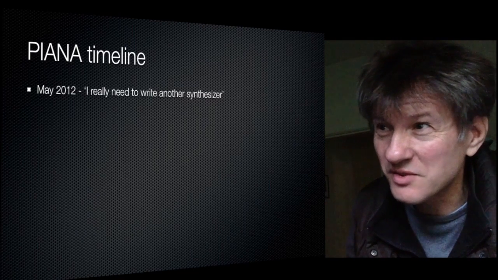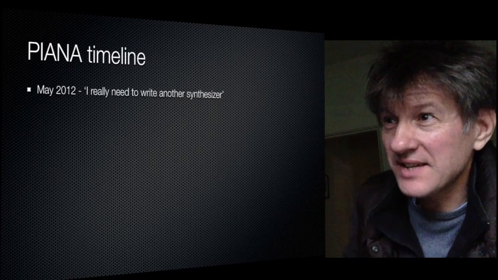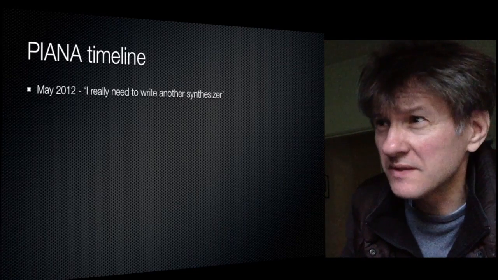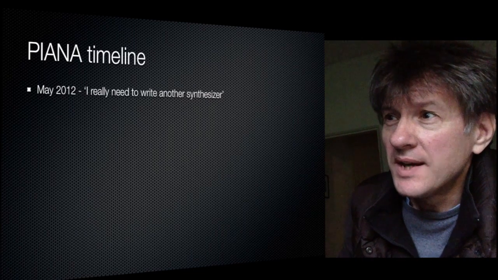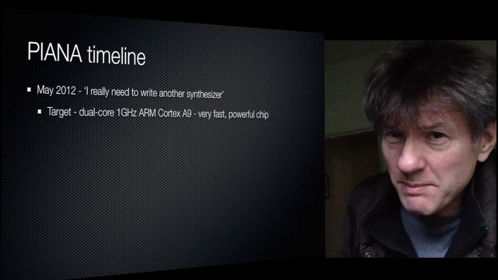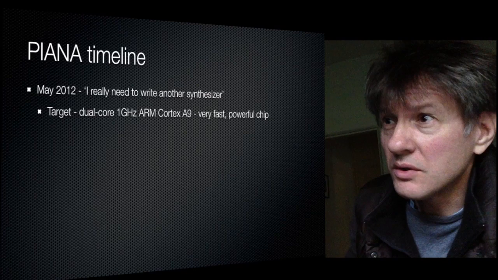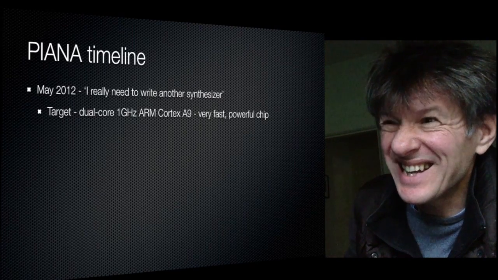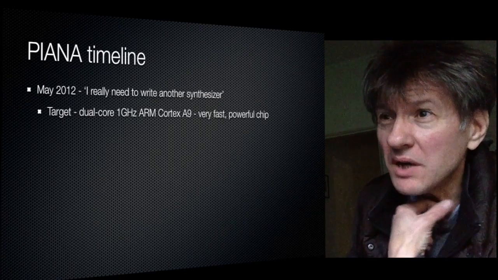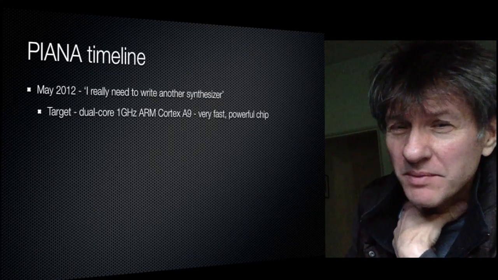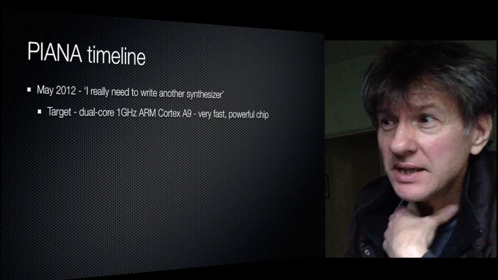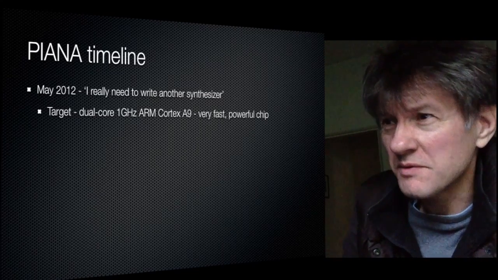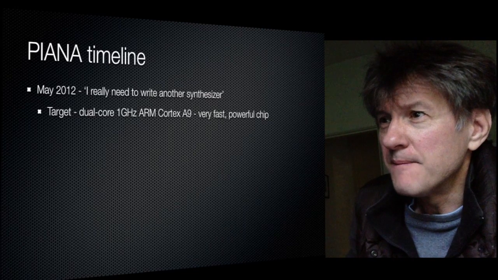It transpired when I started researching it that Casio had done this 30 years previously. So there you go, there's nothing new in this world. I was originally targeting, before the Raspberry Pi came along, a dual-core 1 GHz ARM Cortex A9, a much, much faster and more powerful chip than the Broadcom device in the Raspberry Pi, which gave me all sorts of problems when I started to optimize for Raspberry Pi later.